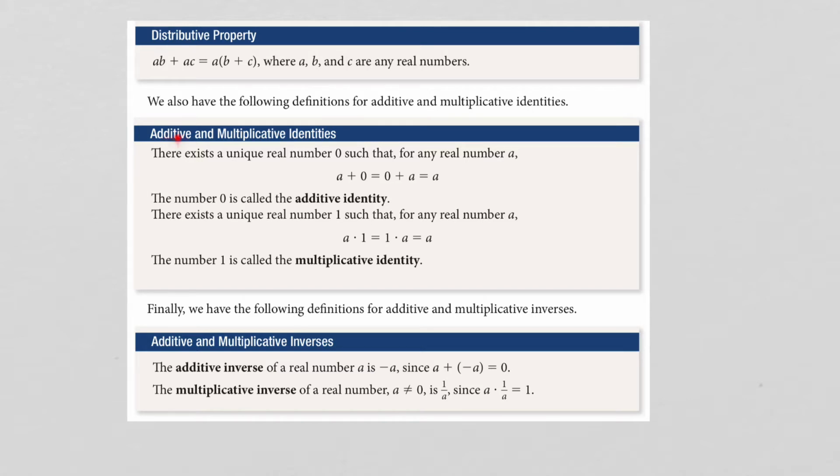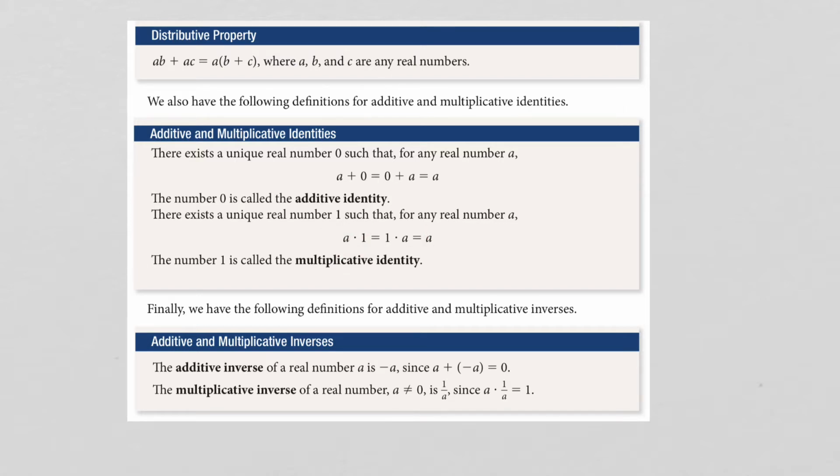Also, we have the additive and multiplicative identities. The additive identity is the number 0. The multiplicative identity is the number 1. And the reason they are called the additive and multiplicative identities is because 0 is the number that we can add to a number A to still get A, and 1 is the number that we can multiply to the number A to still get A.